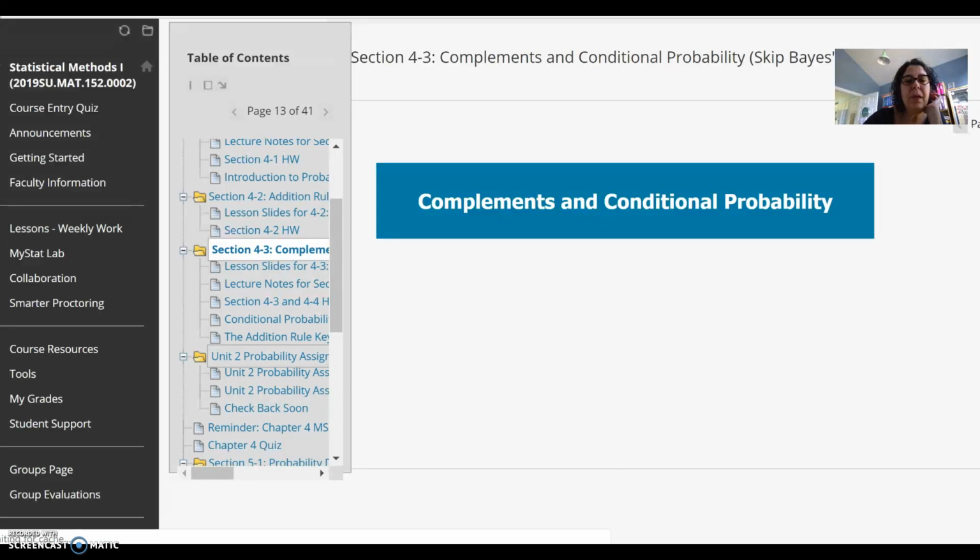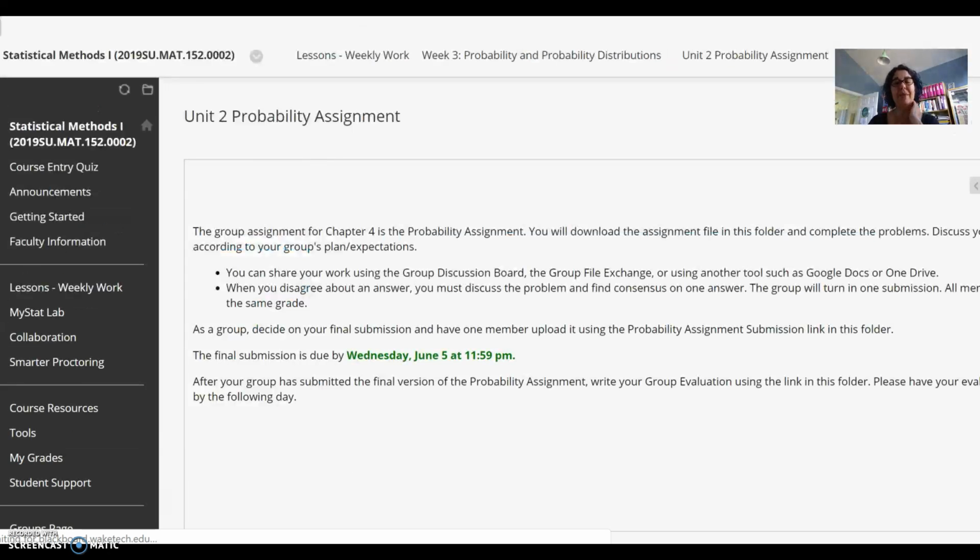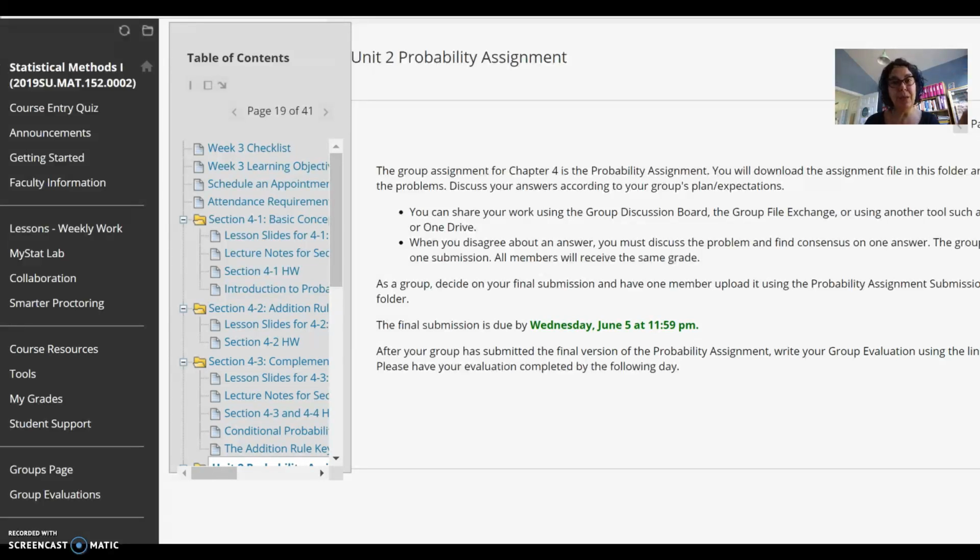And then you will have a probability assignment, which will be due next Wednesday, midnight. It's a group assignment again. You know the drill. You've done an excellent job as far as I see through the discussion boards. Meanwhile, as a parenthesis here, tonight, midnight, your Unit 1 assignment is due. So the Unit 2 probability assignment will be due next Wednesday, and it is all about probability, right? It is like nothing really about statistics.